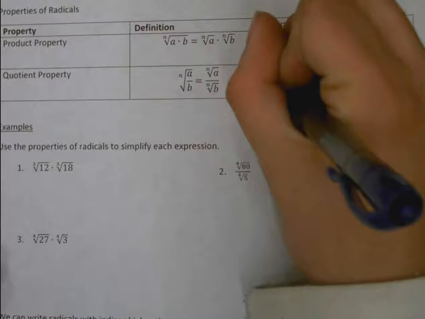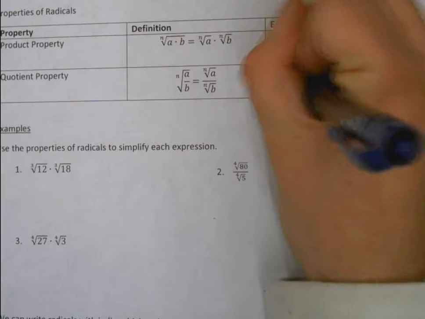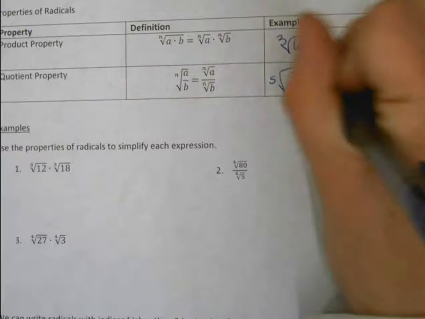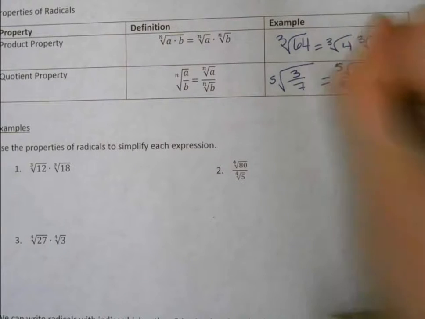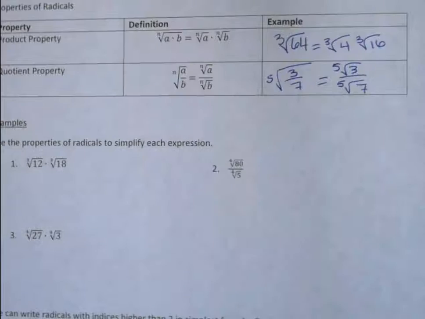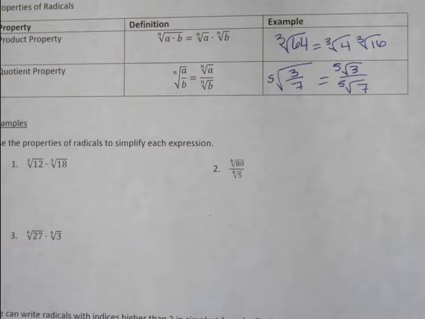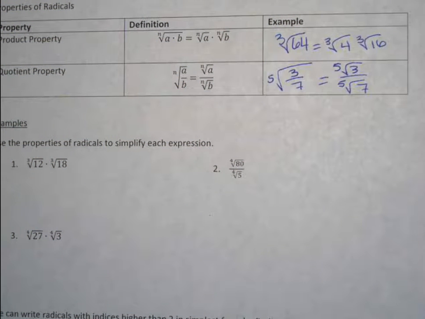So if I have, like, the fifth root of 3 over 7, I could split it into two separate ones. The fifth root of 3 over the fifth root of 7. So basically it just gives the radical of both. Oh no, I just picked anything that multiplied to 64. Yeah, it could be 2 and 32. It just has to multiply to 64.